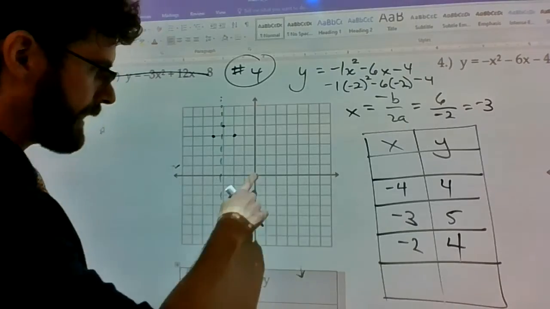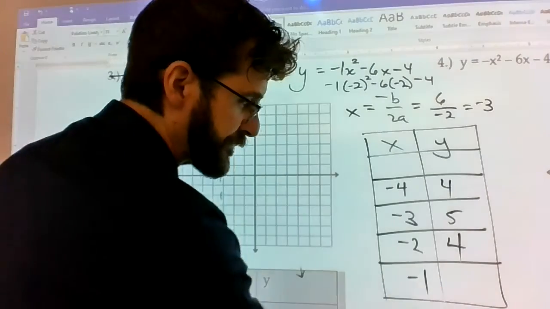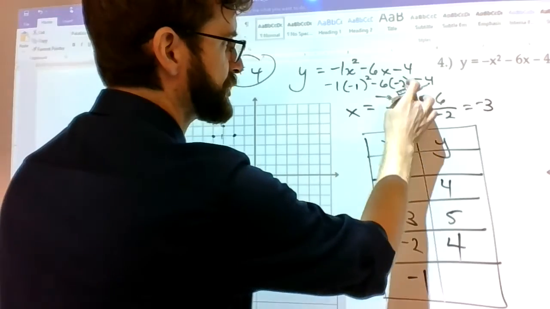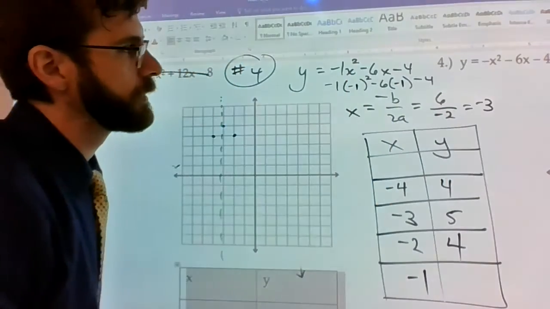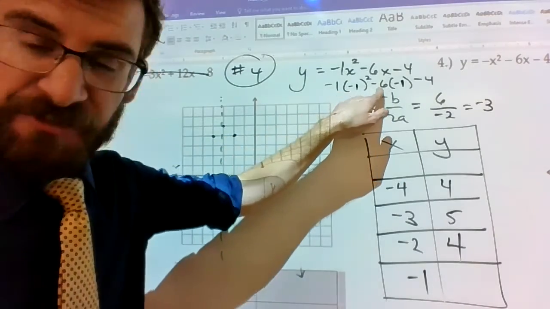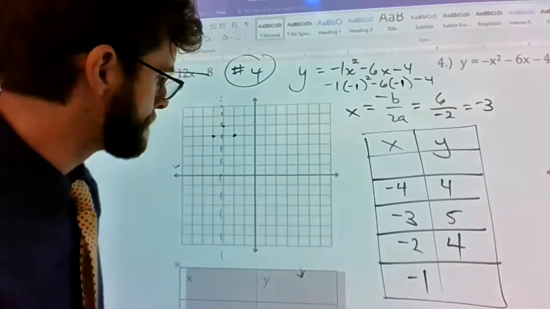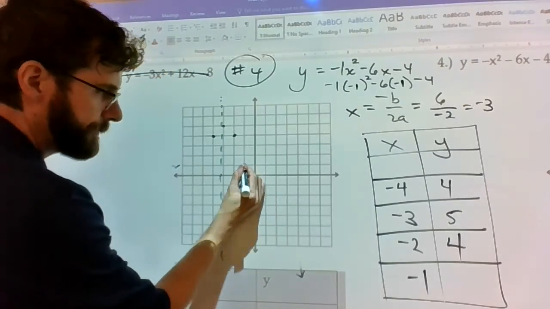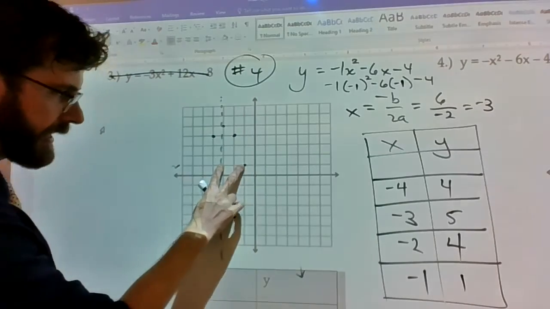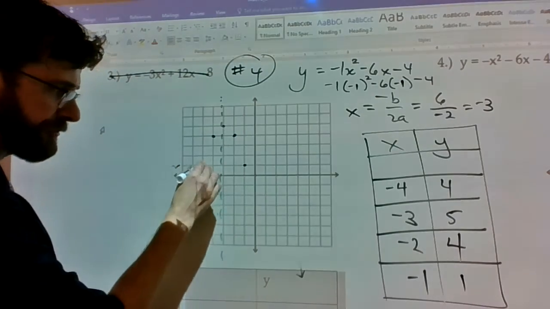Okay. My last point that I'm going to plot is I'm going to check x equals negative 1, plugging it into the expression right here. And that should give me negative 1 plus 6, which is 5. 5 minus 4 is 1. So negative 1, 1. And that's 2 away. And you go 2 in the opposite direction, you get your final point there.